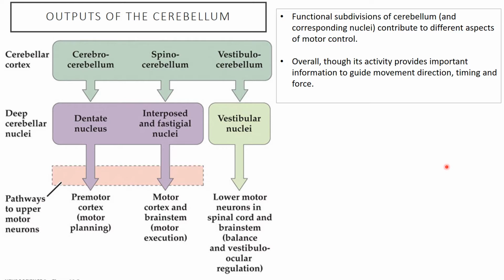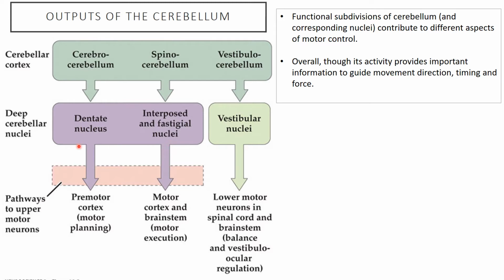Now we're going to discuss the outputs of the cerebellum. As I mentioned, we have these three cerebellar cortices: cerebrocerebellum, spinocerebellum, and vestibulocerebellum. The cerebral and spinal cerebella make up the majority of the cerebellum, and they connect to the deep cerebellar nuclei, which we saw a couple of slides ago, that are above the pontine nuclei. And so this is the output from the cerebellum.